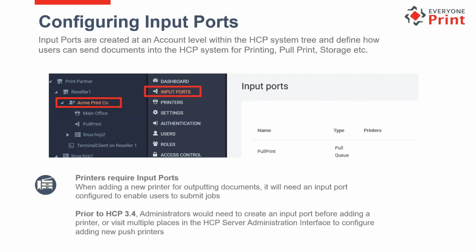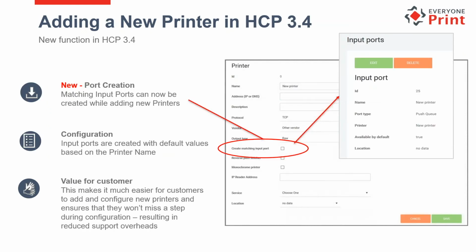So prior to 3.4, the administrator would need to create that input port before adding a printer, or again, in a similar way to services, have to exit the printer configuration screen to then create the input port to then go back and complete configuration. So what we've done again is automate that port creation if required. So on creation of a printer, we can just create a matching input port.